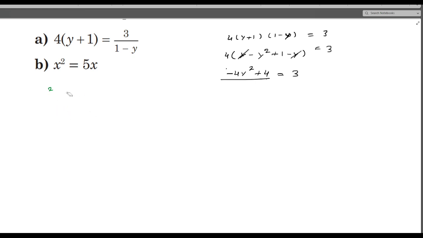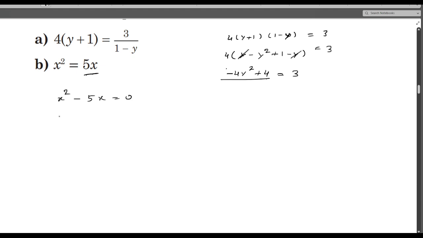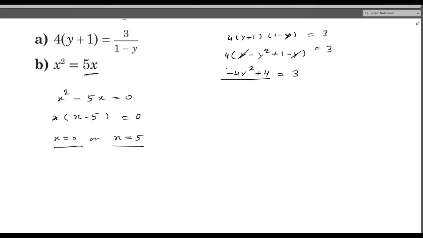Okay, what you should do is bring this 5x to the left. So x square minus 5x equals 0. Now, if you take x common, it is x times x minus 5 equals 0. So this gives you x is 0, or x minus 5 is 0, which is x equals 5. So x equals 0 or x equals 5 is your answer. Now question number 6.